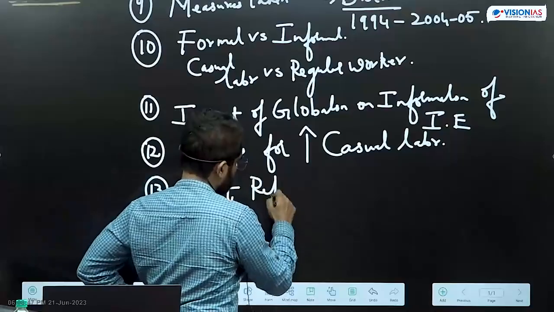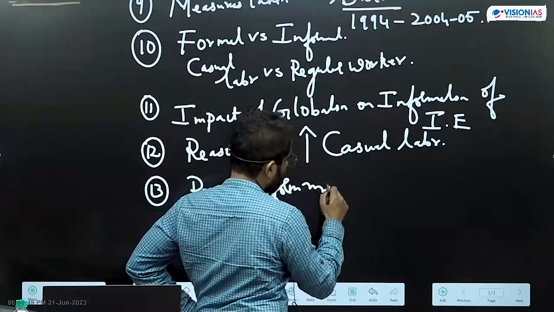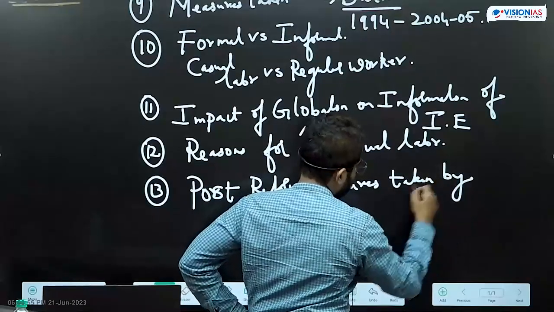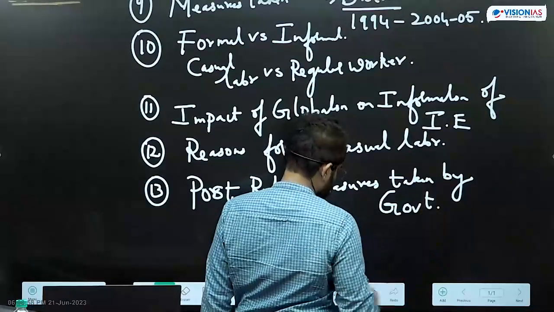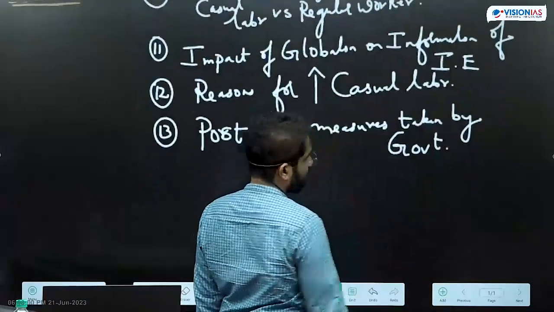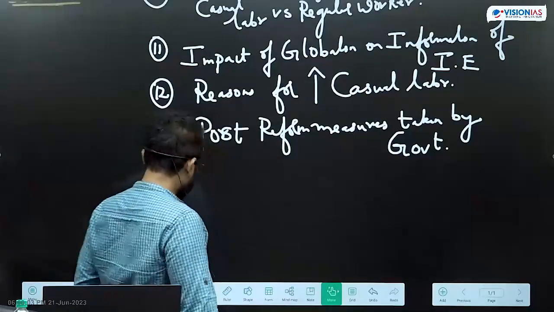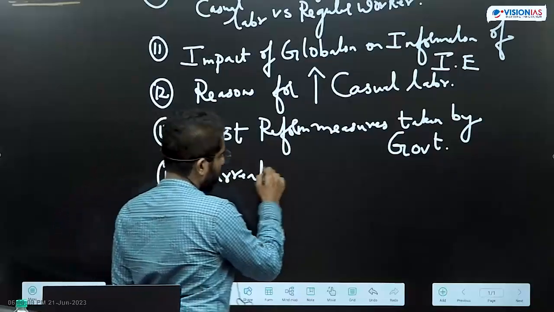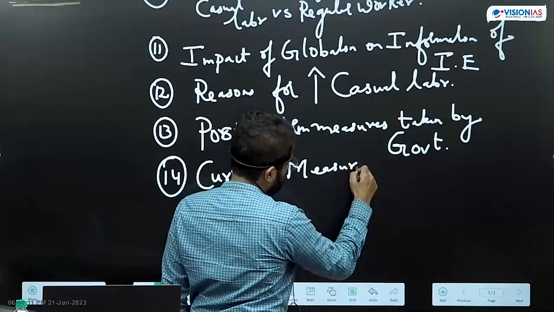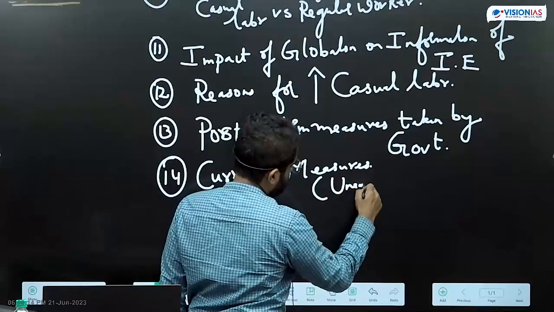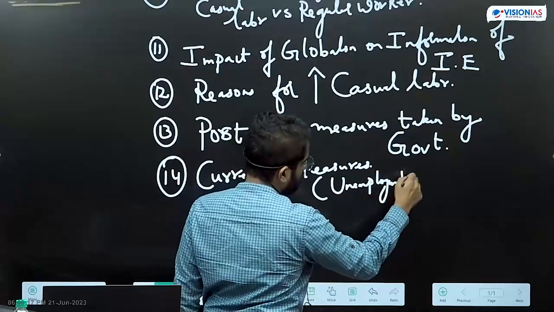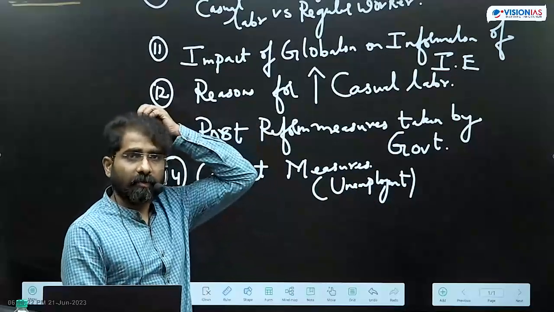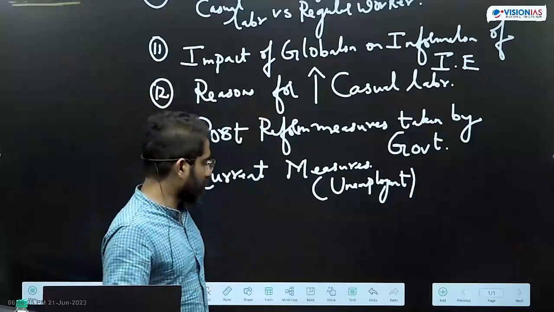Post-reform measures taken by government. That is, after 1991, what did the government do to handle the problem of unemployment? That is called post-reform. And last would be some current measures taken to handle unemployment, which you have to update anyhow. So this is the structure of the topic. These are the areas. Mainly for mains; for prelims, anyhow, the concepts are there, which are very simple.